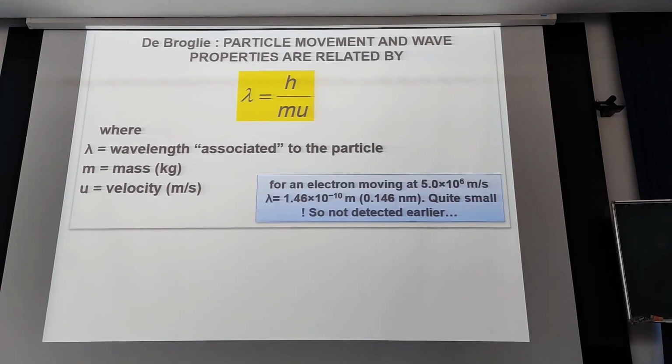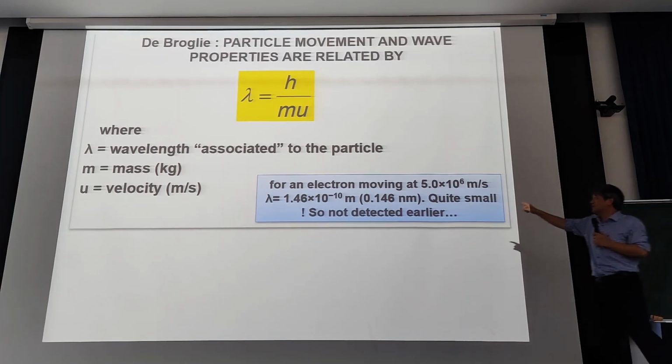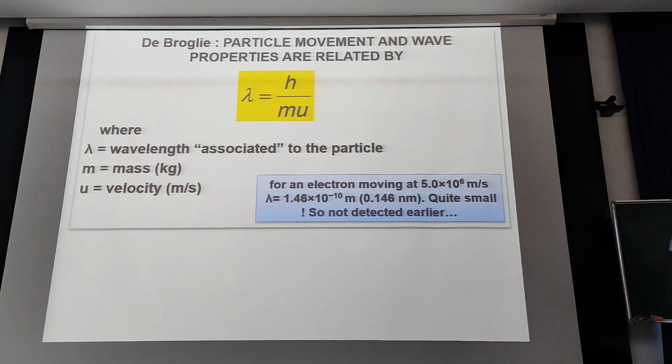So if you pick up the equation, you calculate for one electron moving at the rate of 10⁻⁶ meters per second, very fast. Then you will see that it will correspond with a wave of 0.15 nanometer, so 1.5 angstrom. 1.5 angstrom we can observe. Okay? So the movement of the electron is associated with a wave, but we cannot detect it because it's too soft. Okay?